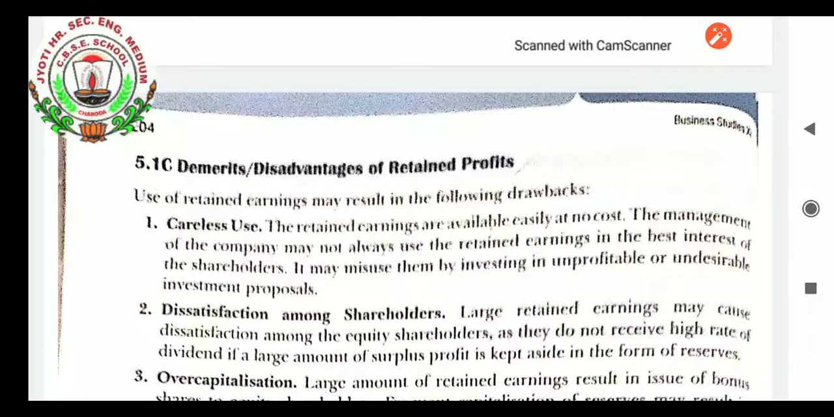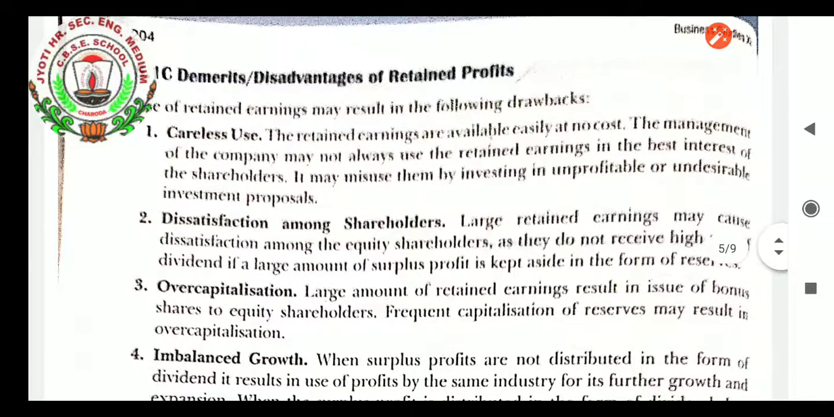As the company thinks this money is there, the management may not always use the retained earnings in the best interest of the shareholders. It may misuse them by investing in unprofitable or undesirable investment proposals, because the company finds that this is money accumulated over many years, so it can be utilized for any purpose. When the money is easily available for any type of project, sometimes they do not even check the risk and dependency of the project.